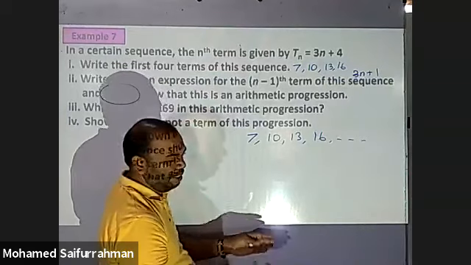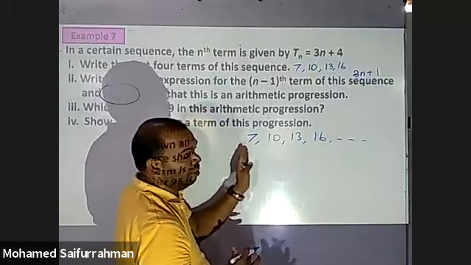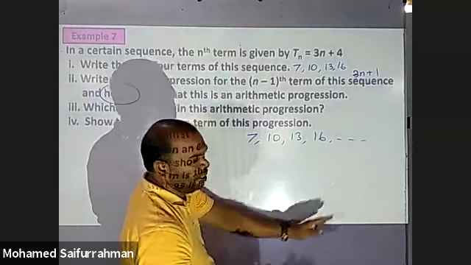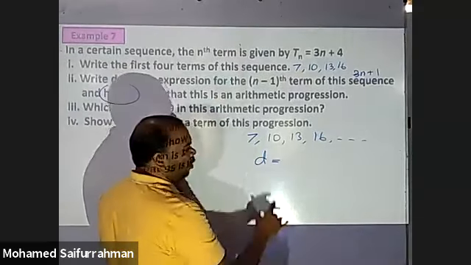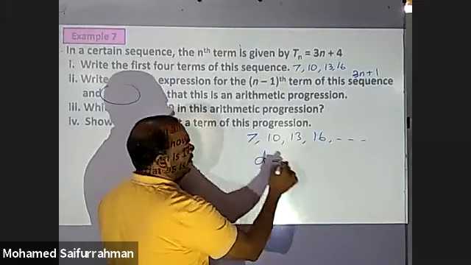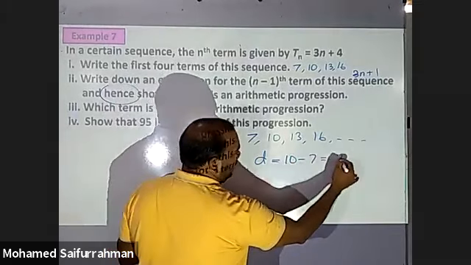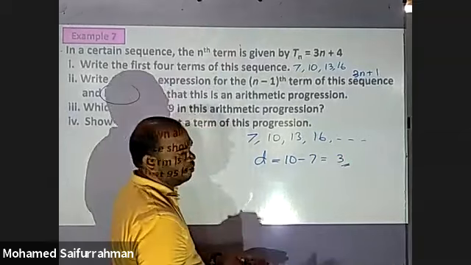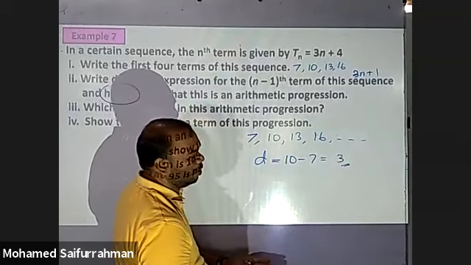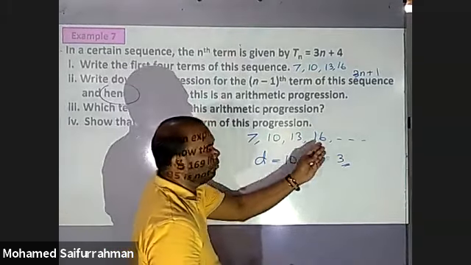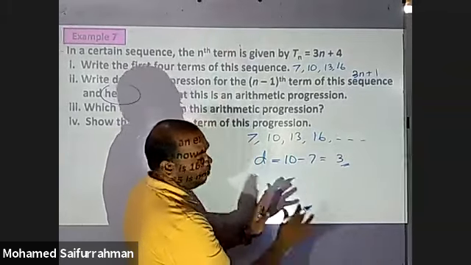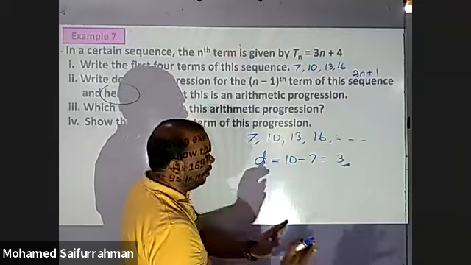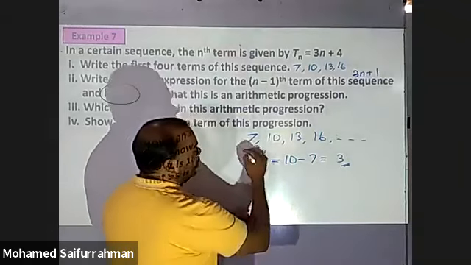Suppose the question is, show that the terms are in an arithmetic progression, then you need to show that the common difference is 10 minus 7, 3. And this is how you should answer the question. Show that these numbers are in an arithmetic progression. This is the method of solving an arithmetic progression. But here in our question, we can't use this.